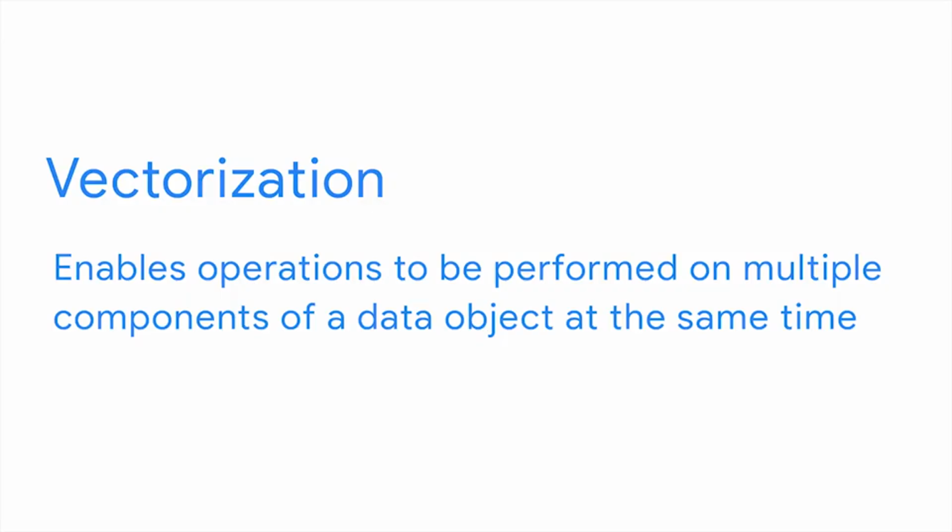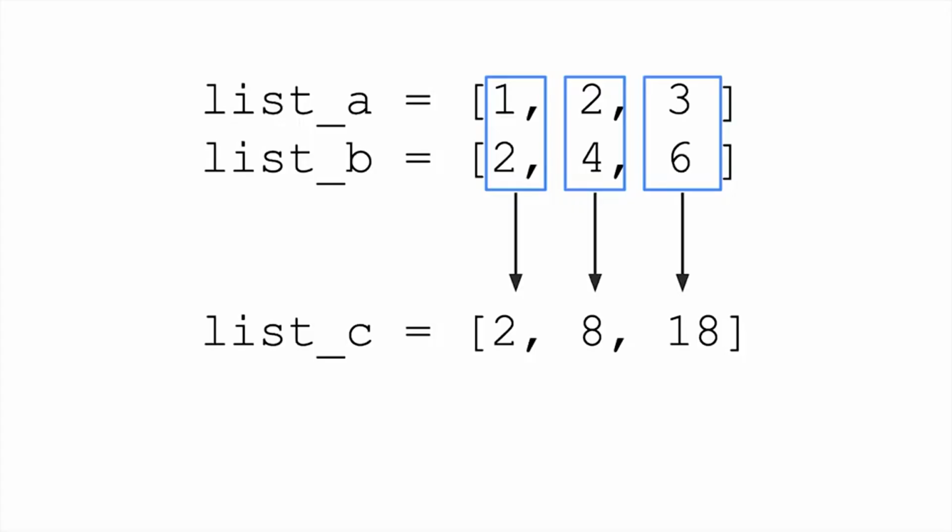NumPy's power comes from vectorization. Vectorization enables operations to be performed on multiple components of a data object at the same time. This is particularly useful for data professionals because their jobs often involve working with very large quantities of data, and vectorized code saves a lot of time because it computes more efficiently. Let's explore this a little more.